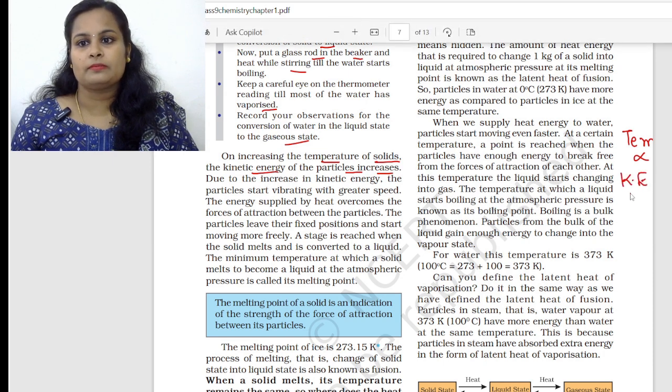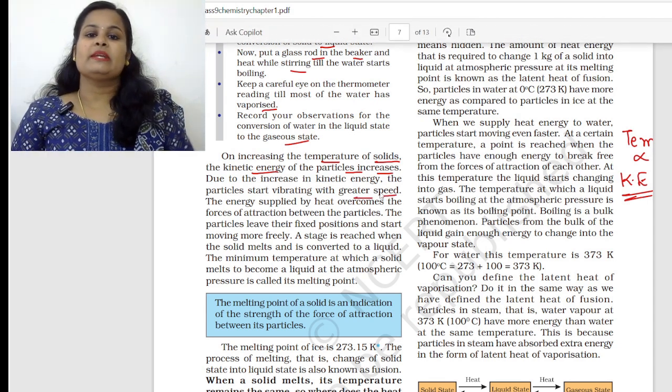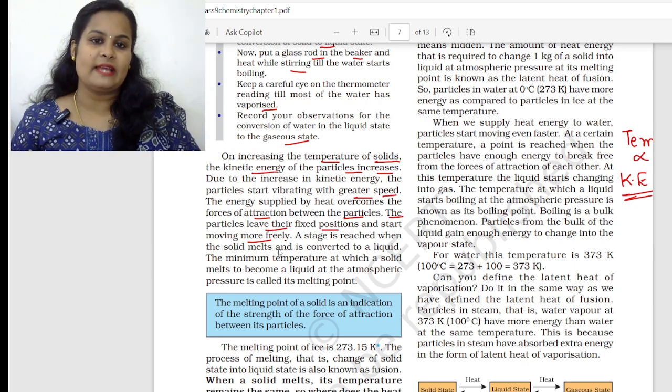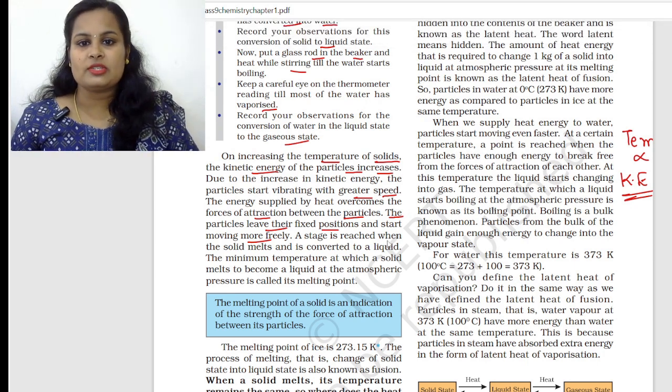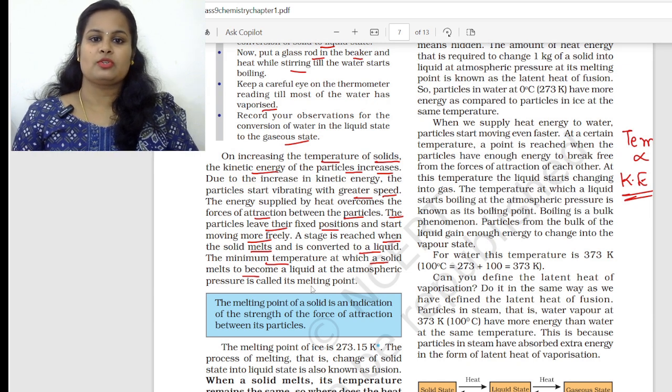The particles start vibrating with a greater speed. The energy supplied by the heat overcomes the force of attraction between the particles. The particles leave their fixed positions and start moving randomly or freely, we can say. A stage is reached when the solid melts and gets converted into liquid. The minimum temperature at which a solid melts to become a liquid at atmospheric pressure is called the melting point.